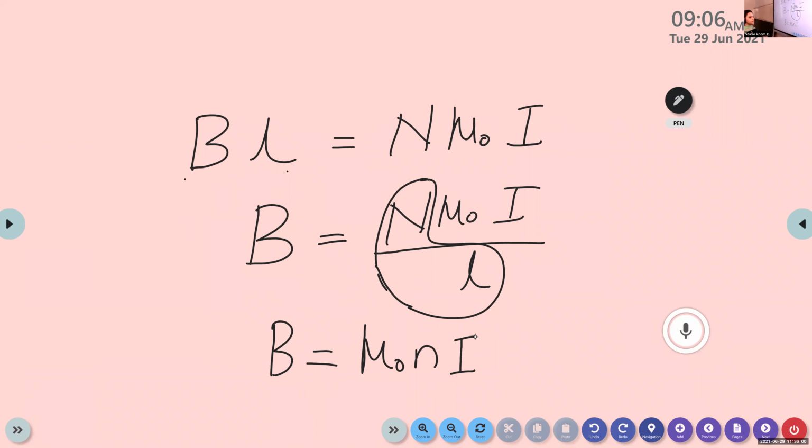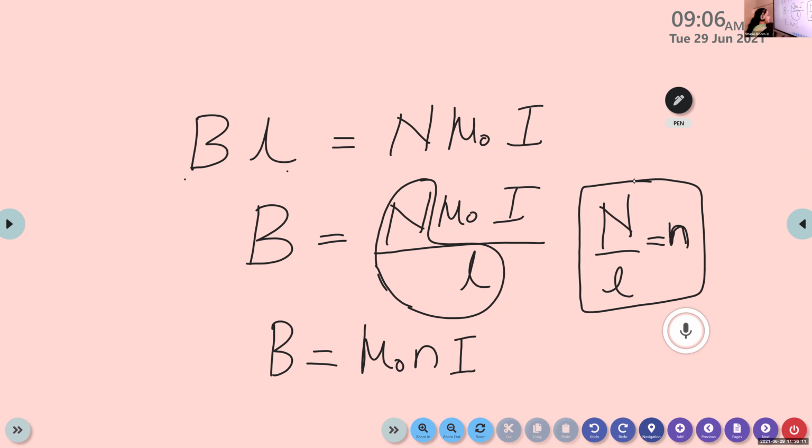The number of turns per unit length, n by L, is taken as small letter n, the number density. Then B is equal to mu 0 n i. This is the equation for the magnetic field produced due to a long solenoid.